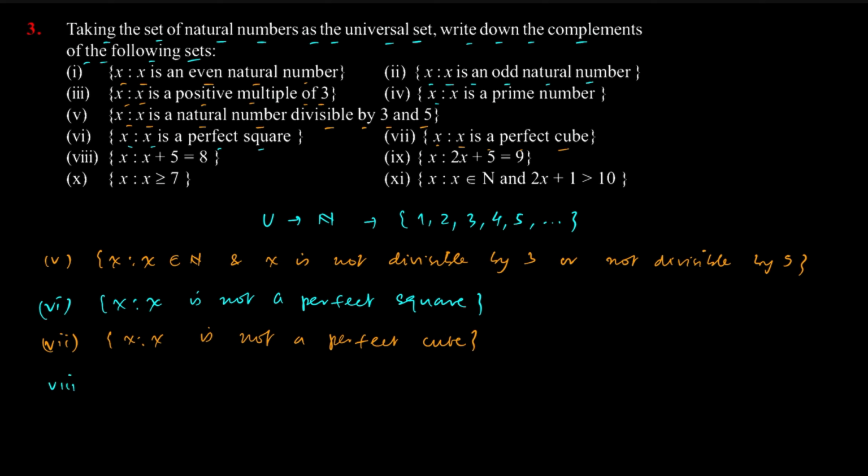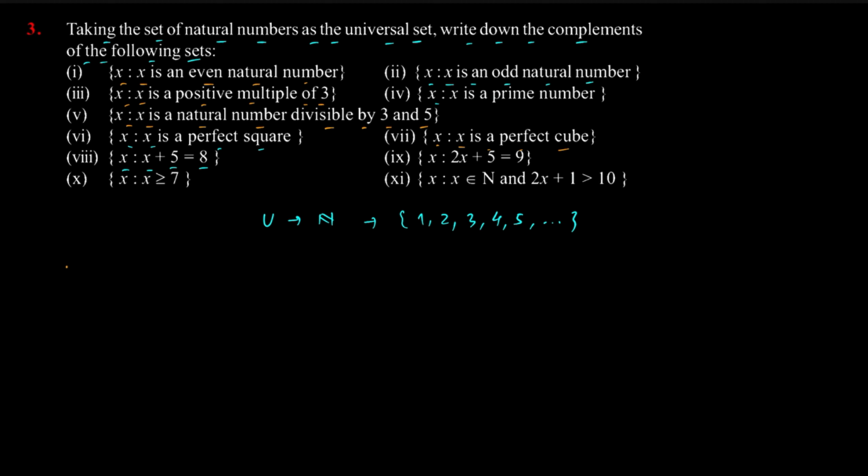Part number 8. X such that x plus 5 is equal to 8. So here the given equation is x plus 5 is equal to 8. On solving, x will become equal to 3. So here the complement of this set will be x such that x belongs to natural numbers and x is not equal to 3. So here we'll be having a set containing all natural numbers excluding 3.